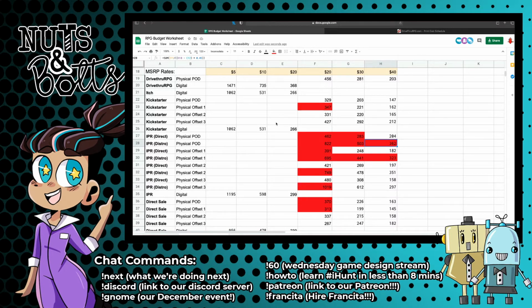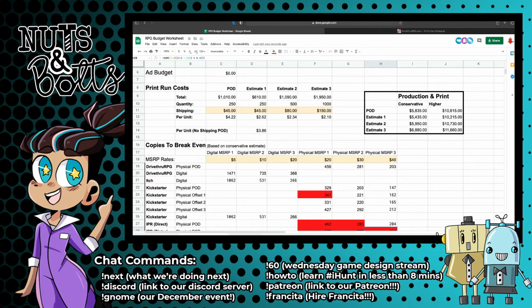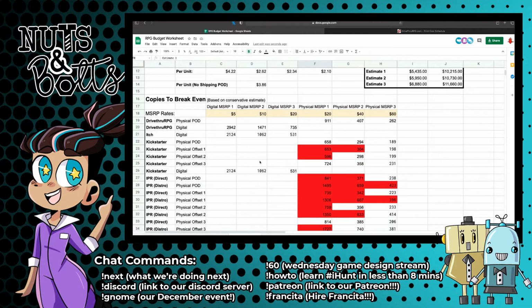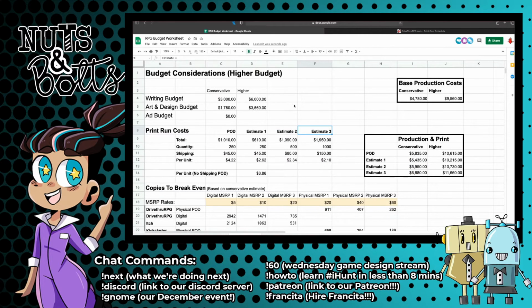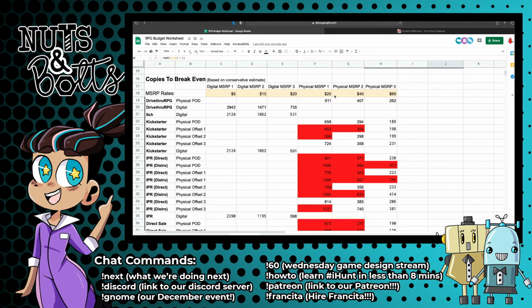So this is the conservative estimate here. Now let's look for a second at the other version. This version takes your higher budget, your conservative, your higher budget, this one right here, and then it's going to put that in with your costs, and it's going to calculate the exact same way.